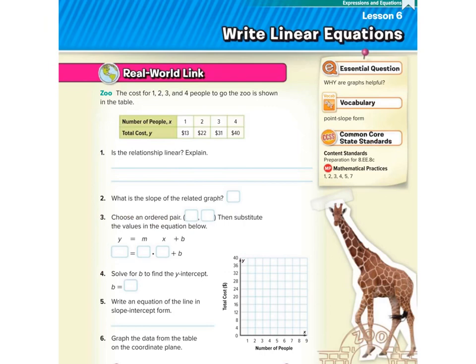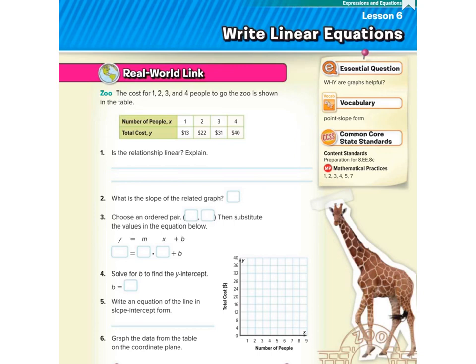Write linear equations, Lesson 6, Real World Link. Zoo. The cost for 1, 2, 3, and 4 people to go to the zoo is shown in the table. So x is the number of people and y is the total cost. If there's one person, it costs $13. For 2 people, it's $22. For 3 people, it's $31. And for 4 people, it's $40. Is the relationship linear? Explain.